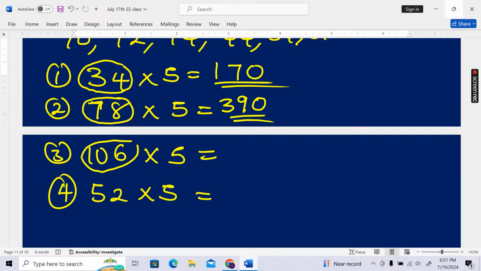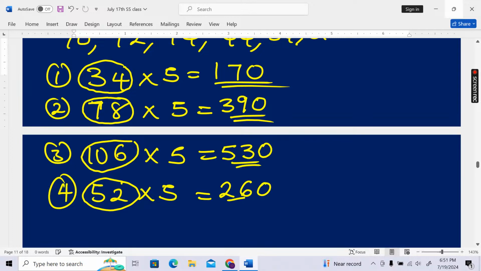106 times 5. Divide 106 by 2. That will be 53. Write 0 beside it. The answer is 530. Let's multiply 52 by 5. When you multiply 52 by 5, divide 52 by 2, you will get 26. Then write 0 beside it.